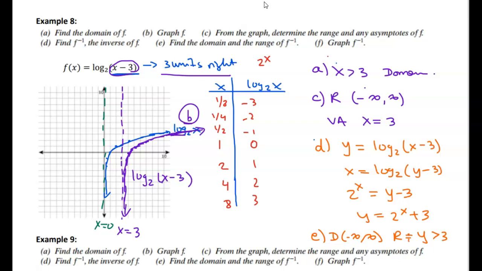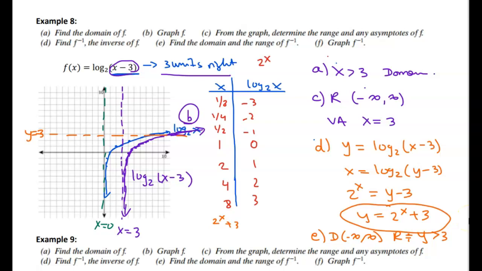Graph the inverse. To graph the inverse is basically the exponential 2 to the x shifted up 3 units. So it's basically these values, this is 2 to the x, and then you need to add 3 to each of these. Right? So we're going to have a horizontal asymptote at y equals 3, because we're shifting up.